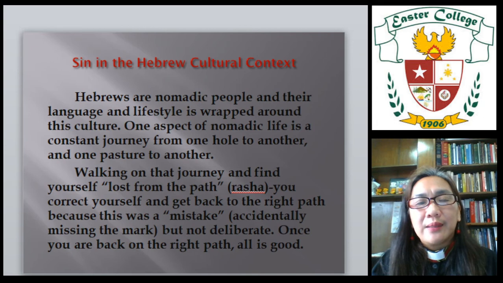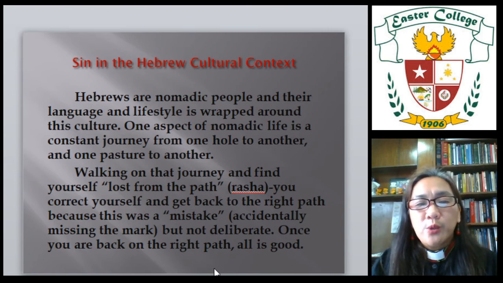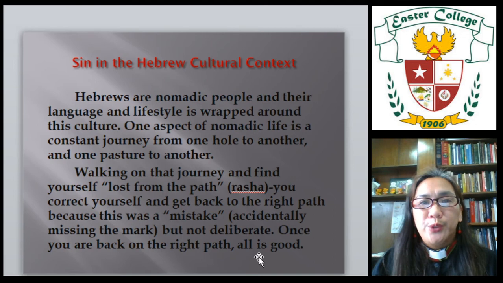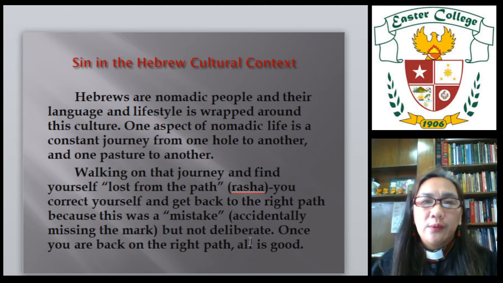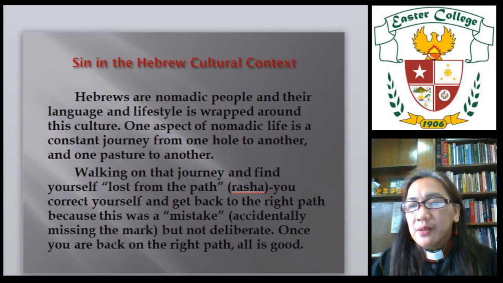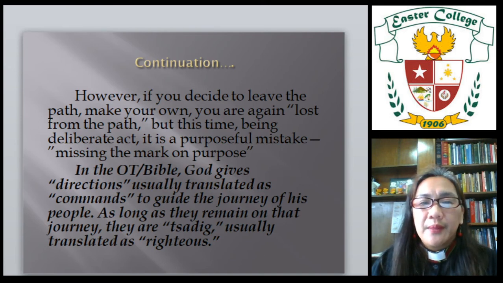Pero, sabi nila, kung nare-realize mo na mali at punta ka pa rin ng punta dun, that is another thing. But not deliberate. Once you are back on the right path, all is good. Yun nga, pag nakita mo na yung totoong daan, and of course, you follow that right way, you will find your correct destination. Okay, however, if you decide to leave the path, make your own, you are again lost from the path. But this time, being a deliberate act, it is a forceful mistake, missing the mark on purpose.